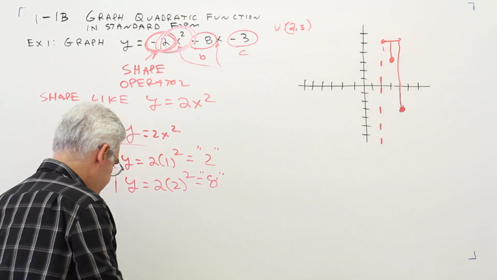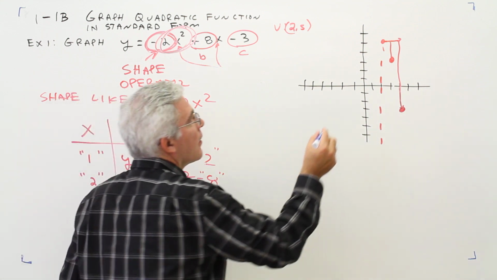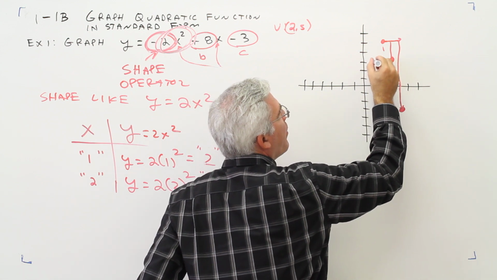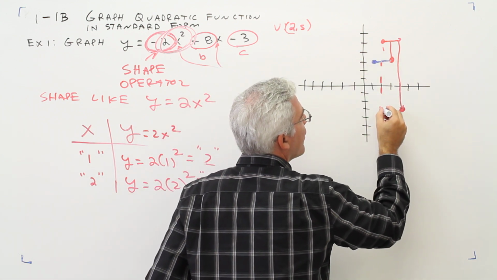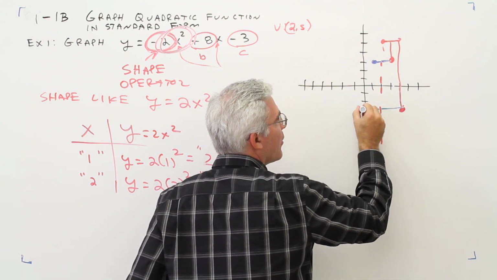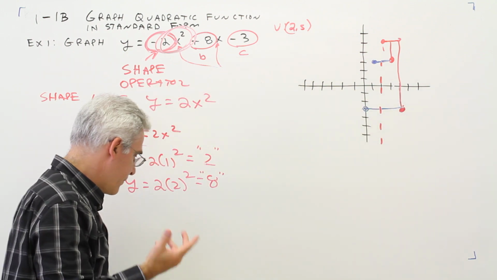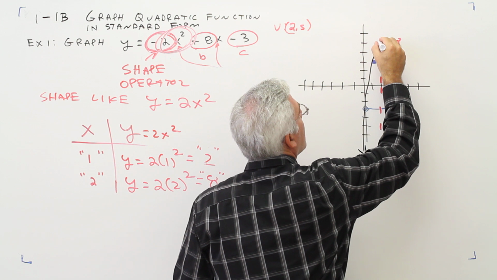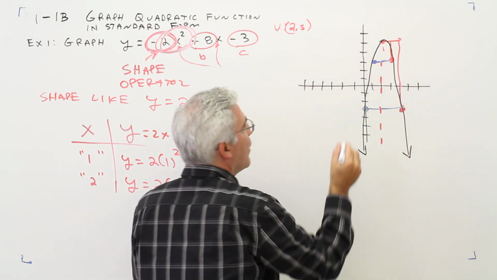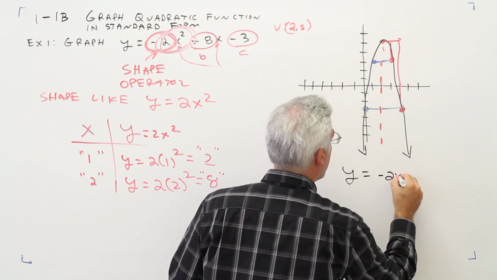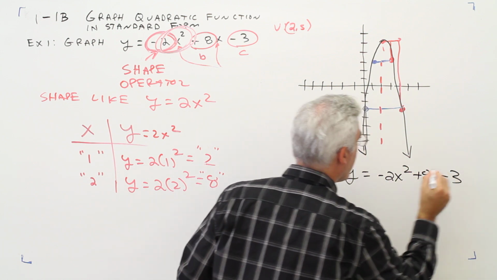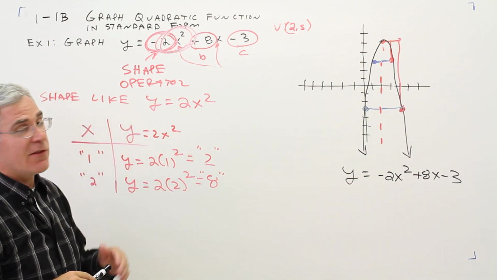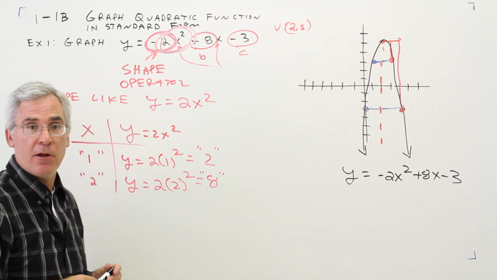Then I can use symmetry. If I was 1 bar to the right I could be 1 bar to the left. If I was 2 bars to the right, I could be 2 bars to the left. I'm done. And again, this is the graph of y equals negative 2x squared plus 8x minus 3. And there you have it, how to graph a quadratic function in standard form using my method of the shape operator.